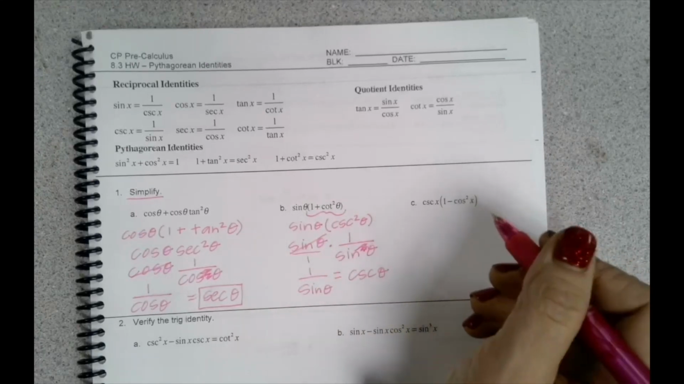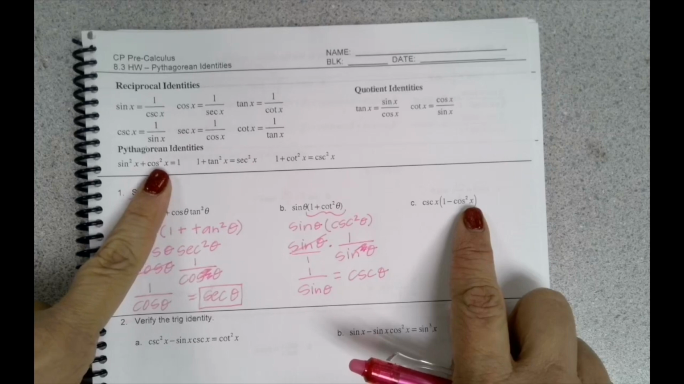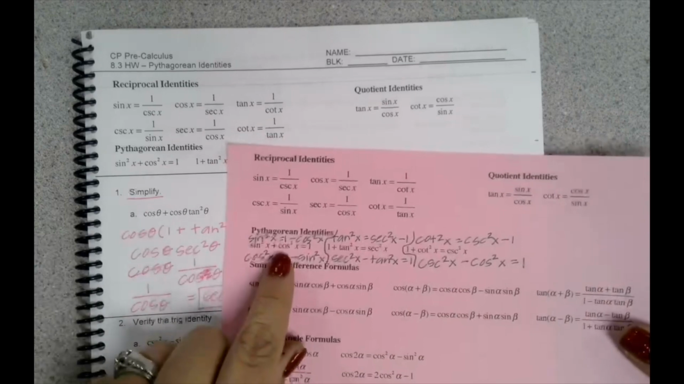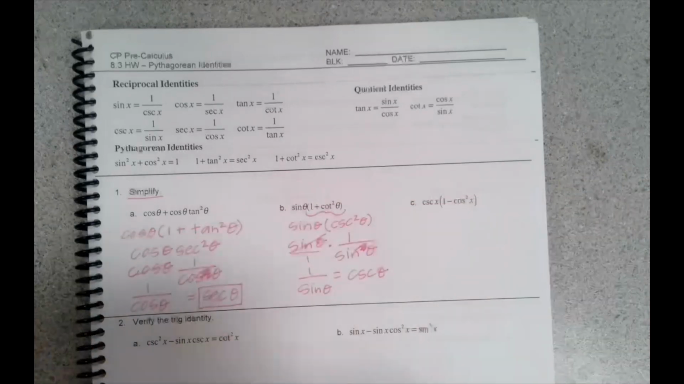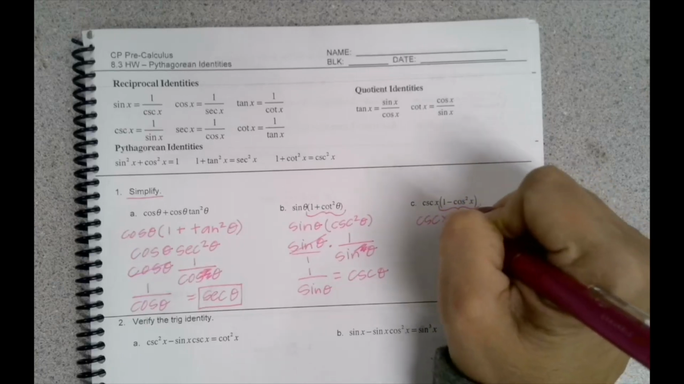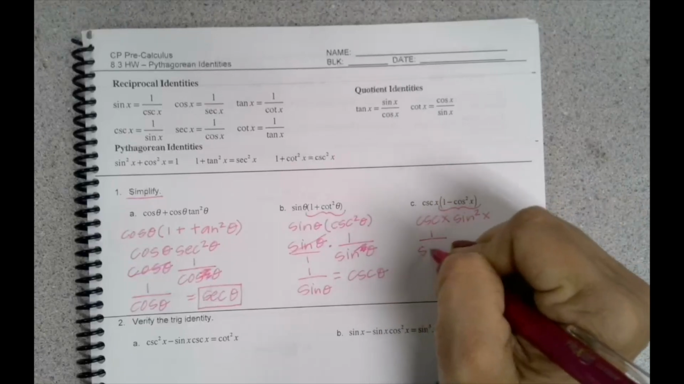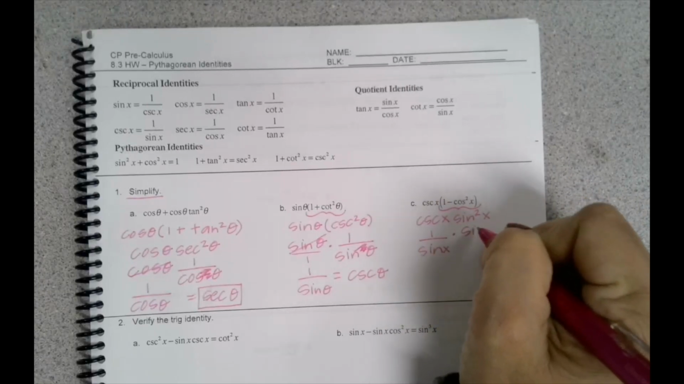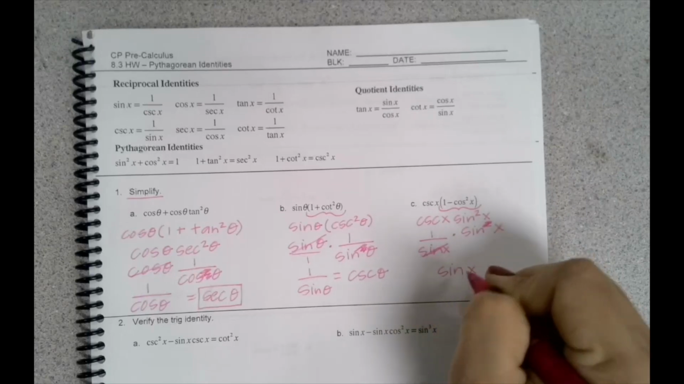For this one, again, I see a square and I see a 1 with it, 1 minus cosine squared. So if we use our pink sheet, we can see that 1 minus cosine squared x, another way to write that is sine squared x. So I have cosecant x, and then this whole thing becomes sine squared x. Changed to sines and cosines, this is 1 over the sine of x times sine squared x. And now I have more sine squareds in the numerator, so this one cancels with this one, and I just am going to end up with sine of x.